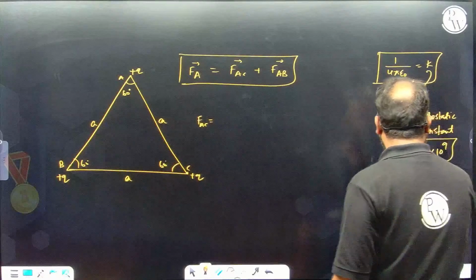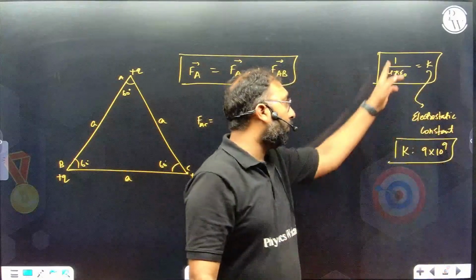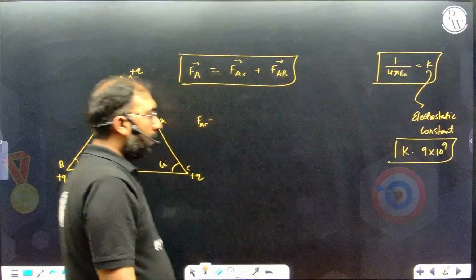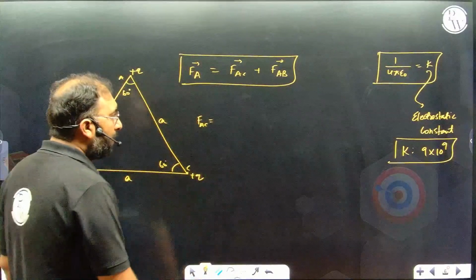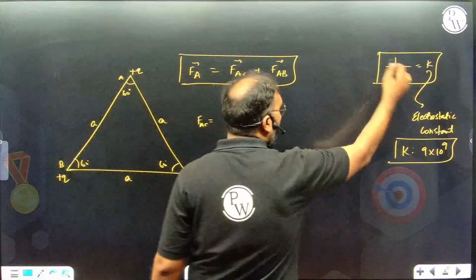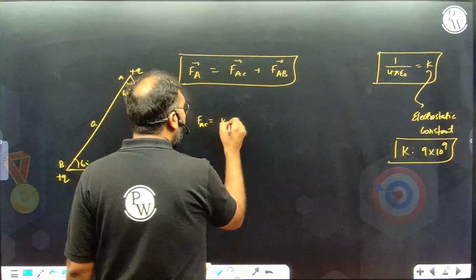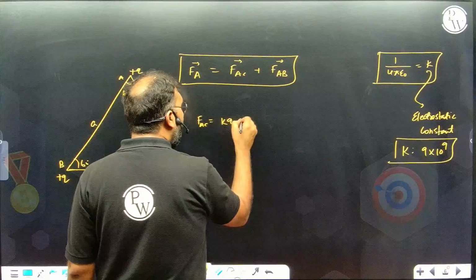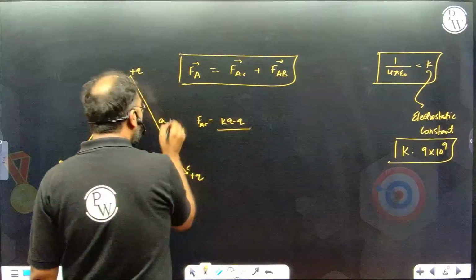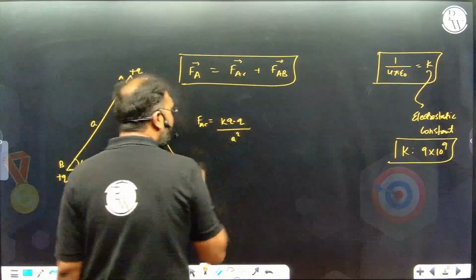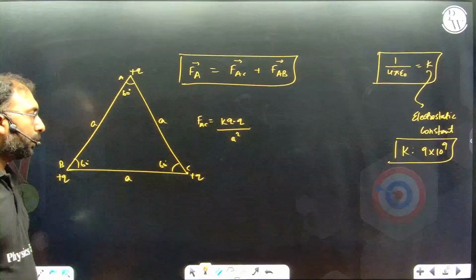This is the value of K, the electrostatic constant, and K is 1 by 4 pi epsilon naught. So wherever 1 upon 4 pi epsilon naught was written, I can simply replace it by K. So this is K, Q multiplied by Q, divided by distance squared, that is A squared. So this is the magnitude of the force.